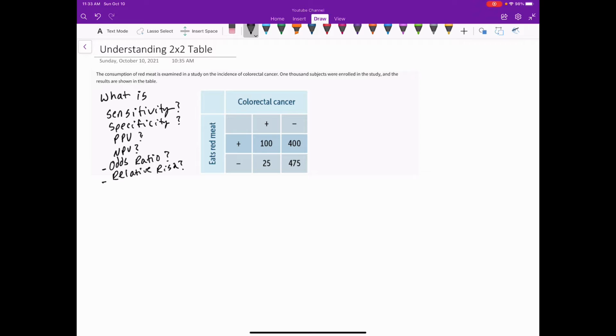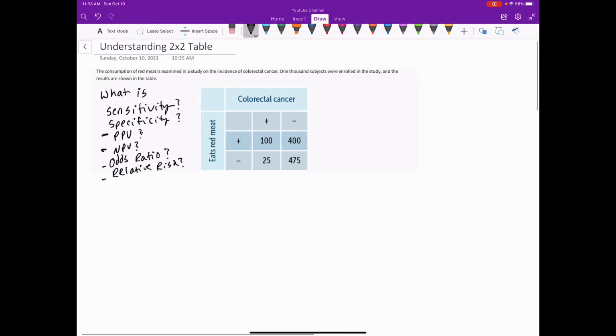So the question is, the consumption of red meat is examined in a study on the incidence of colorectal cancer. 1,000 subjects were enrolled in the study, and the results are shown in the table. Okay, so I just picked this question. I kind of made my own questions from it. So these are the questions I have.